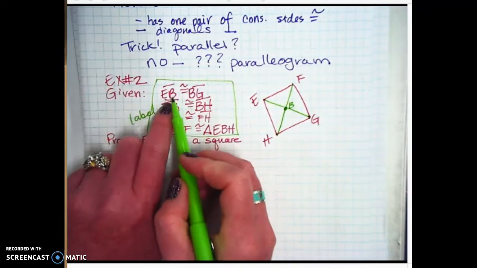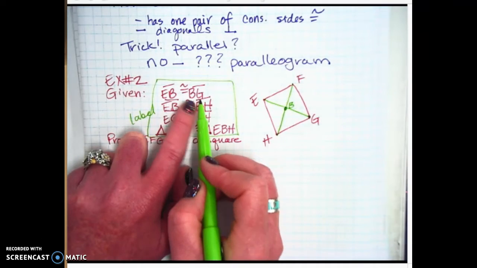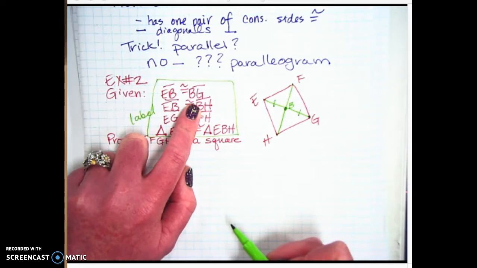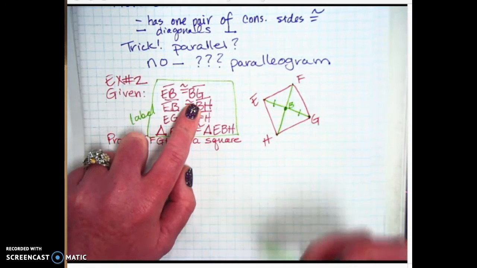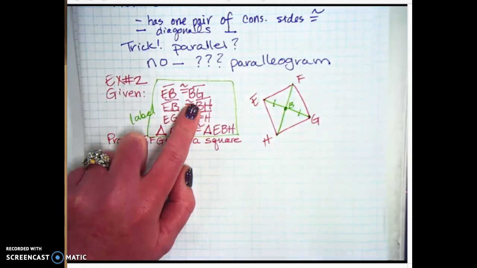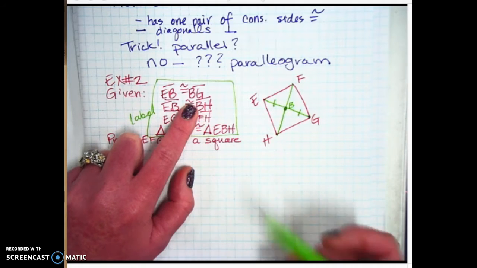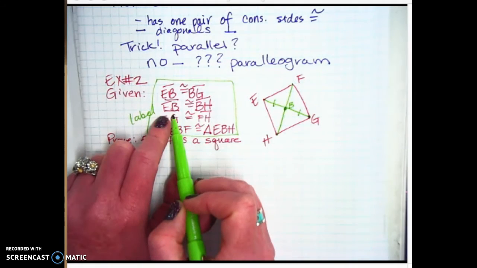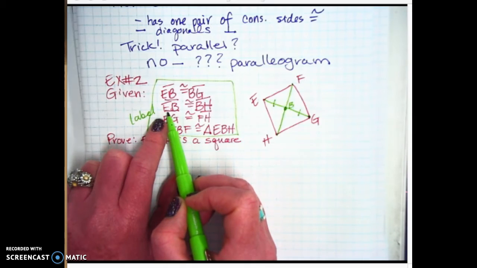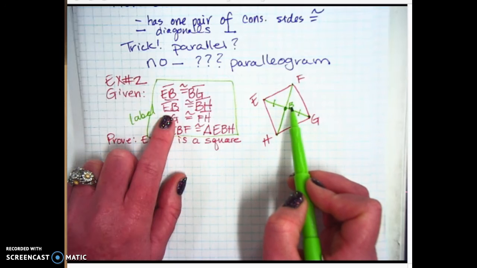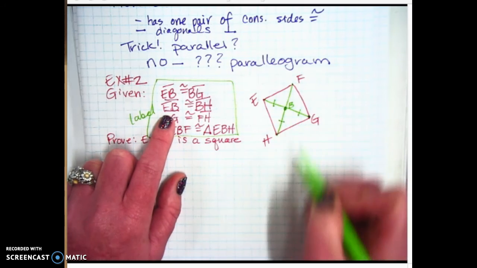Okay, so this says that EB is congruent to BG. So I'm going to put a tick mark here and a tick mark here. That means that diagonal was bisected. And we kind of need that to prove that it's even just a parallelogram in the first place, right? Because parallelograms have diagonals that bisect each other. Okay? It also tells us that EB is congruent to BH. So here's EB, here's BH. I'm just going to put another tick mark.